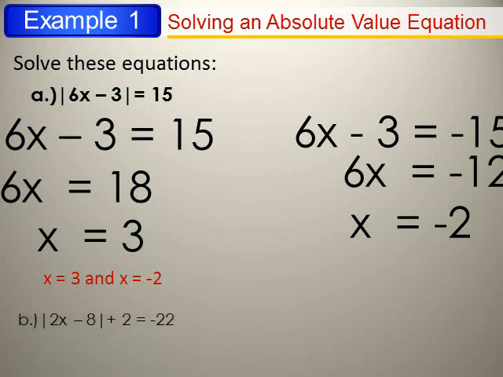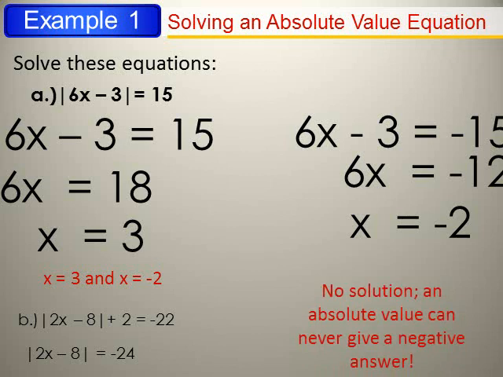Another example, here we have absolute 2x minus 8 plus 2 equals negative 22. First find the value of the absolute value. It will be negative 22 minus 2, which means negative 24. No answer for a negative absolute value, no result. There is no number inside the absolute value whose output will be negative. No answer.